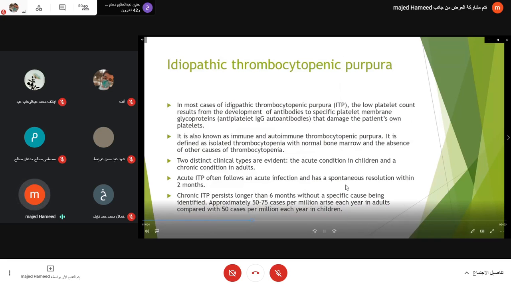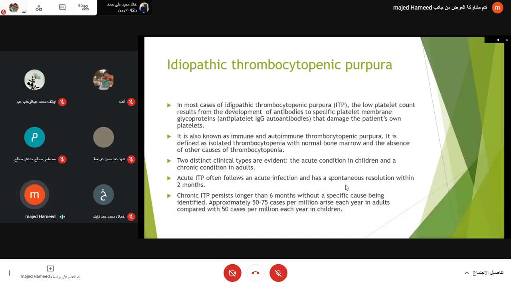Idiopathic thrombocytopenic purpura. In most cases of ITP, the low platelet count results from the development of antibodies to specific platelet membrane glycoprotein that damage the patient's own platelets. It is known as immune or autoimmune thrombocytopenic purpura.